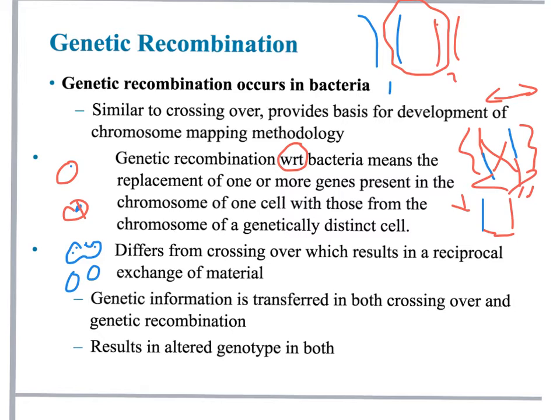So genetic information is transferred in both crossing over and genetic recombination. When we do this crossover, even though it's a reciprocal exchange, we're still transferring genetic information between those chromosomes. Similarly here, we're transferring genetic information from one to the other. Both result in an altered genotype.